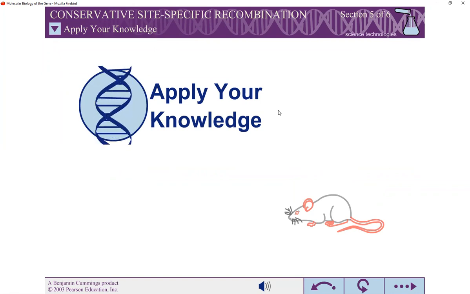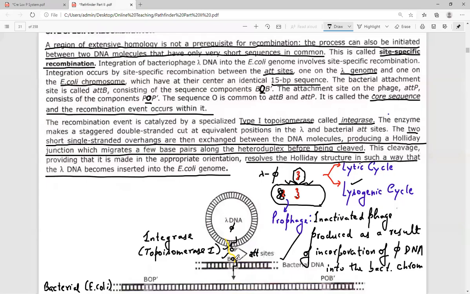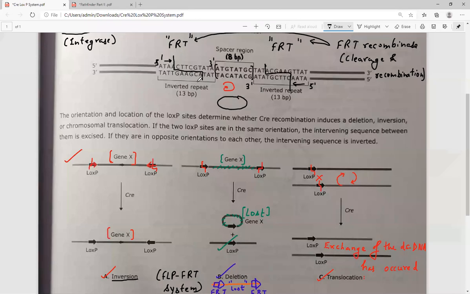Just to have a short recap, just 1 minute, listen to me. Conservative site-specific recombination was a process in which the lambda phage was able to integrate its DNA into the bacterial chromosome. We have already seen the same process. This method has also been used in the case of Cre-lox, in the form of FRT and the FRT recombinases, that is the FLP and FRT system.